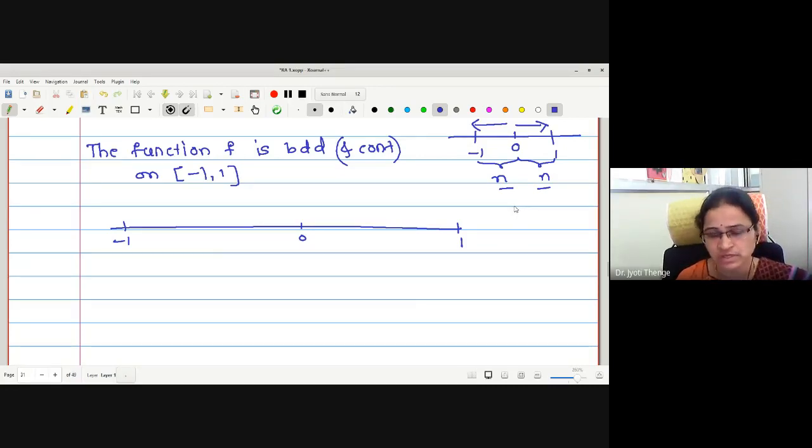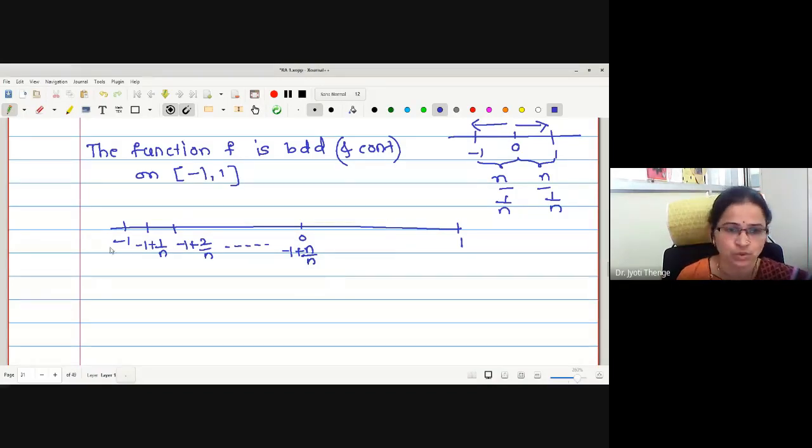Therefore, what will be the length of every interval? 1 by n. From -1 to 0, the length is 1, and we want to make n equal parts. Therefore, each subinterval is of length 1 by n, and this part also is of length 1 by n. Therefore, how should I plot the points on this interval? The next point to -1 will be -1 plus 1 by n. Next point, -1 plus 2 by n, and let me continue this to -1 plus n by n, which is 0.